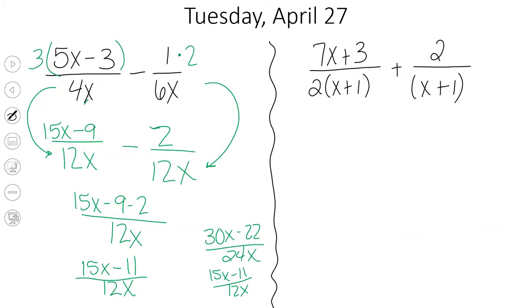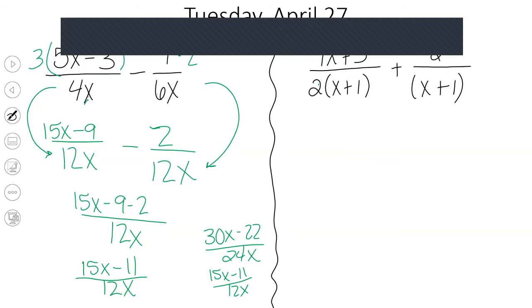Number 2. My denominators are similar, but they're not the same. Which one has more things? The one on the left or the one on the right? What does it have that's extra? The 2, it's multiplying by 2. So if the one on the left is multiplying by 2, what do I have to do to the one on the right? Multiply it by 2. And if I multiply the denominator, I have to multiply the numerator.